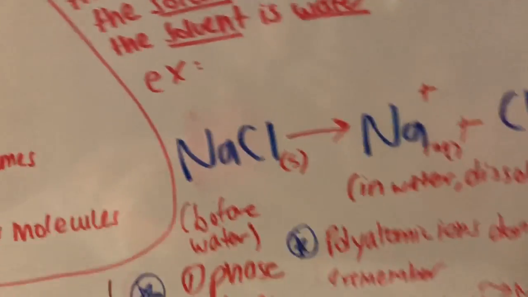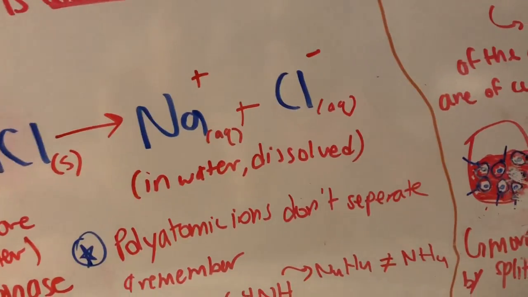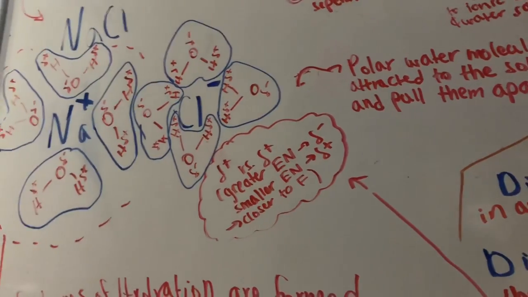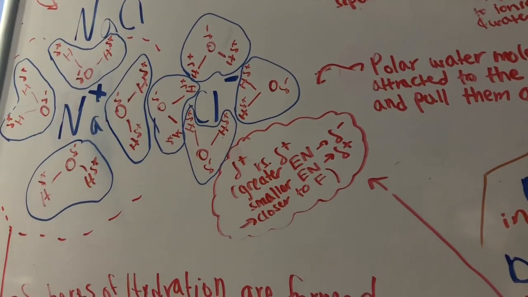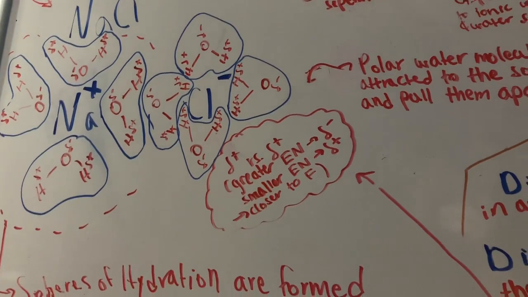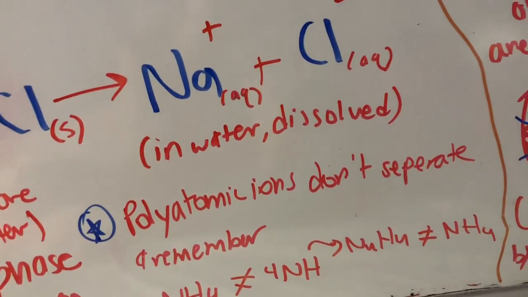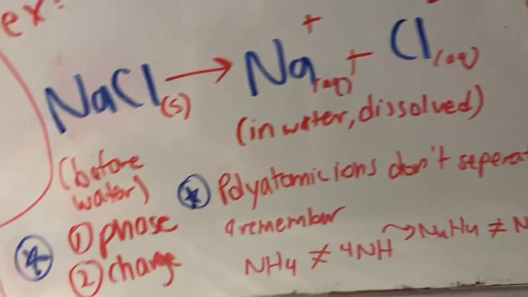Here it's neutral, but once they separate, they've got their positive and negative charges. Again, that's why the spheres of hydration are able to be formed, because of the attraction between the positives and negatives of the H2O molecules and the positives and negatives of the ions. This side of the equation, the reactant side, is before water, and the other side represents after it's in water, dissolved.